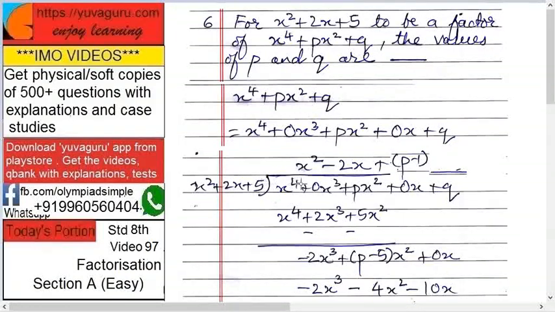Okay. Start the division. So x raised to 4 and x square first. So x square into x square is x raised to 4. So remaining also multiply the same, 2x into x square, 2x cube, 5x square over here, minus minus, so it becomes p minus 5x square over here, and here 0 minus 2, so minus 2x cube, p minus 5x square, and then 0x.